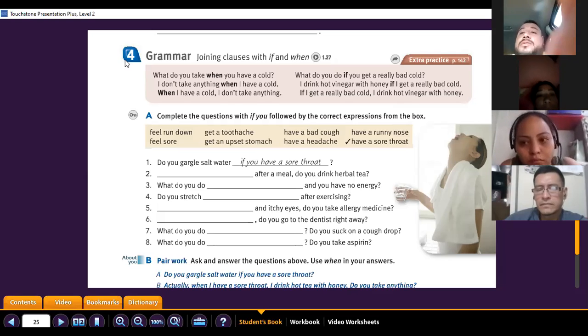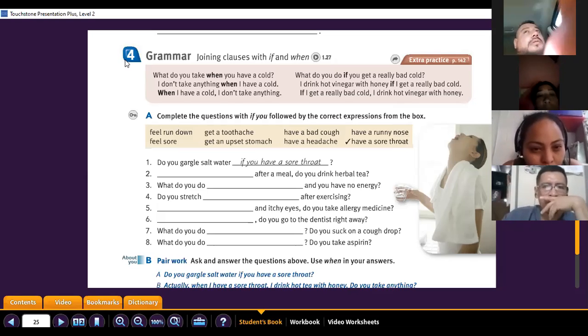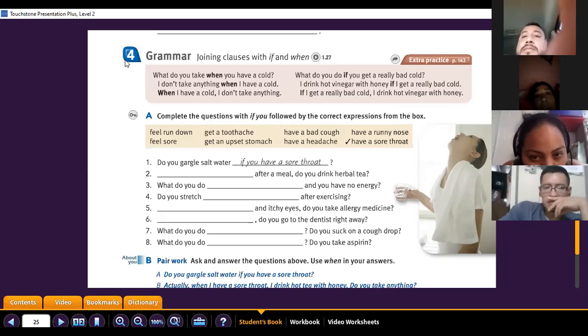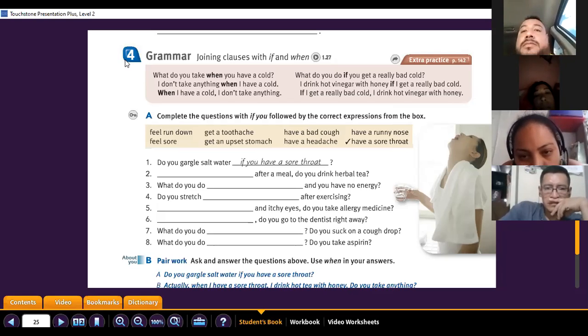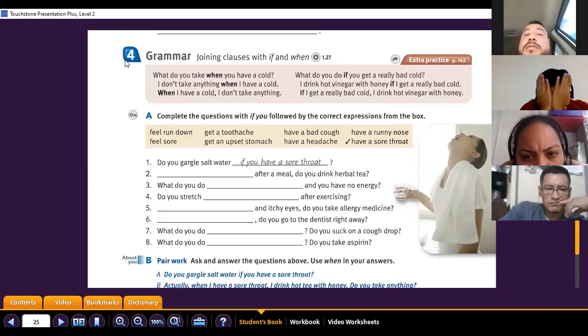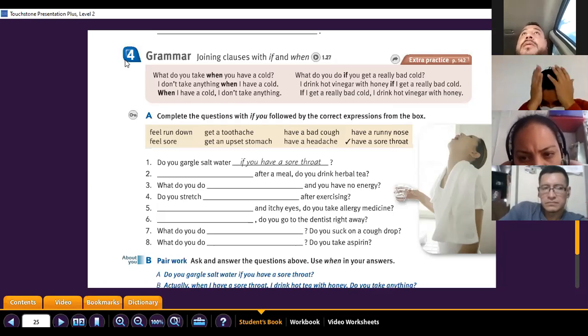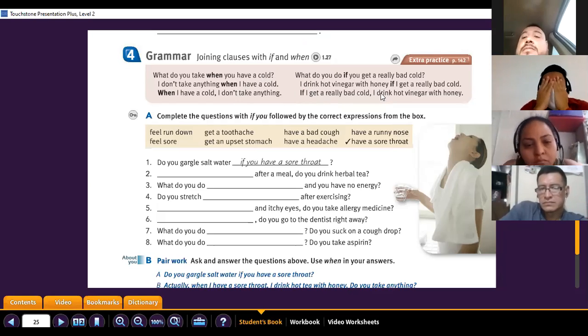What's the difference that you can see if you say, I drink hot vinegar with honey if I get a really bad cold, or when you say, if I get a really bad cold, I drink hot vinegar with honey? The meaning is the same. You can switch the positions, but what is the only difference? The comma. Perfect, the comma is the difference. When you start something saying if, you need to use the comma.